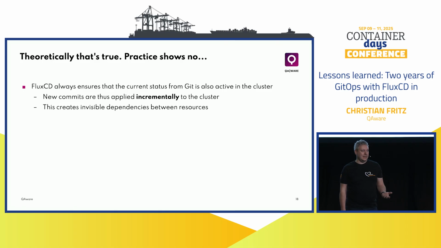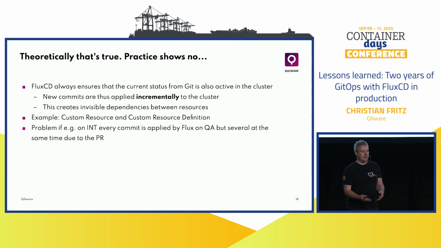And this can create invisible dependencies between commits, for example, the custom resource definition and the custom resource which uses this CRD. And if you build a pull request to merge these changes from integration to our QA environment, and in most cases, you will create a pull request, and this pull request gets applied as an atomic change to that cluster.